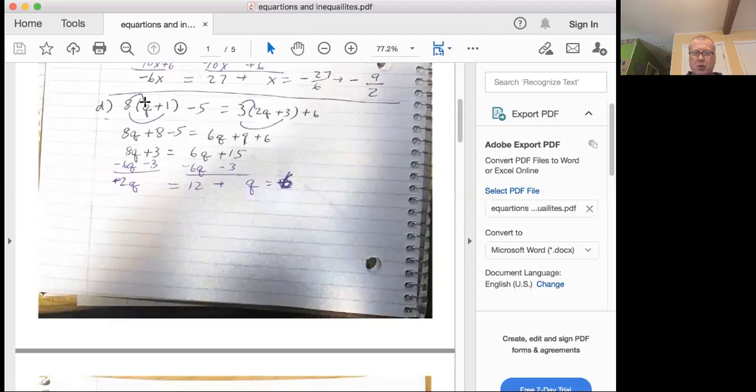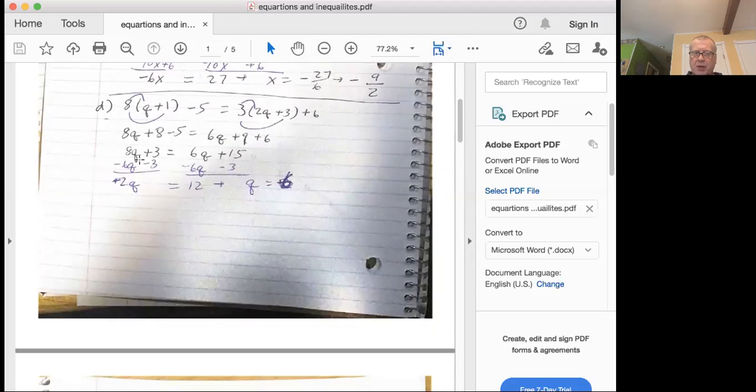This one, we have to distribute the 8. That gives us 8q plus 8. We distribute the 3, which gives us 6q plus 9. I combine the 8 and the minus 5, giving me 8q plus 3 on the left side. I combine the 9 and the 6, giving us 6q plus 15 on the right side.